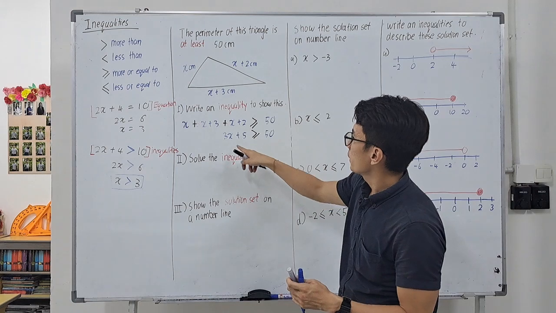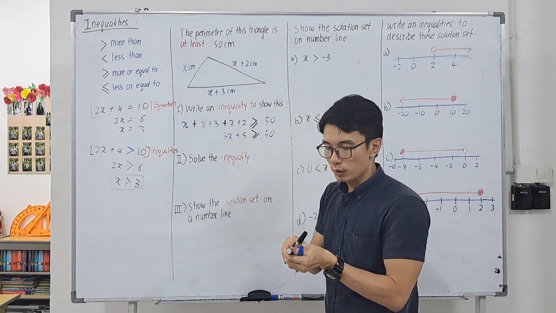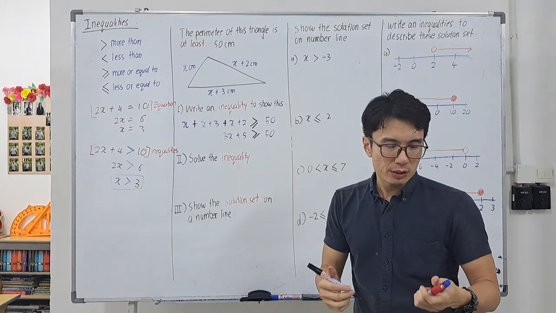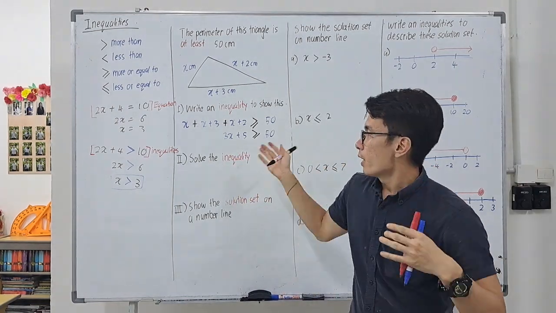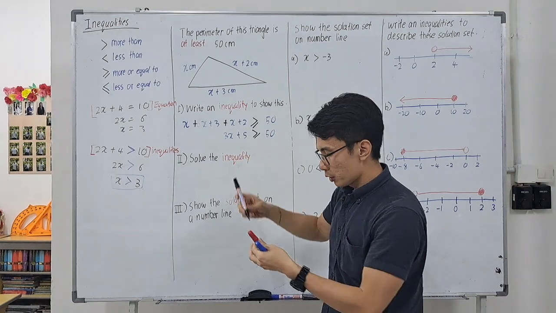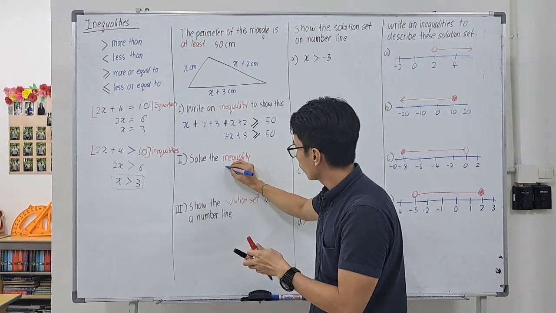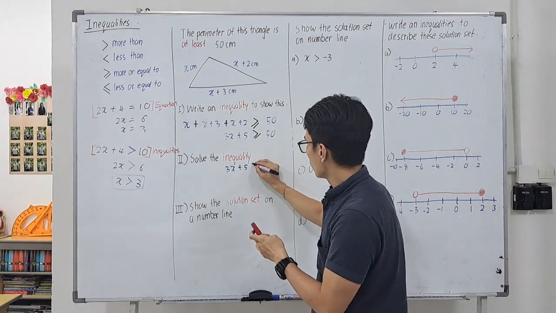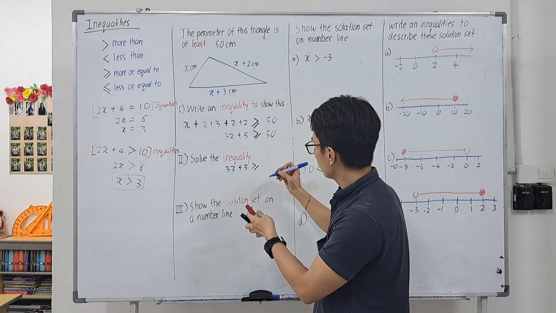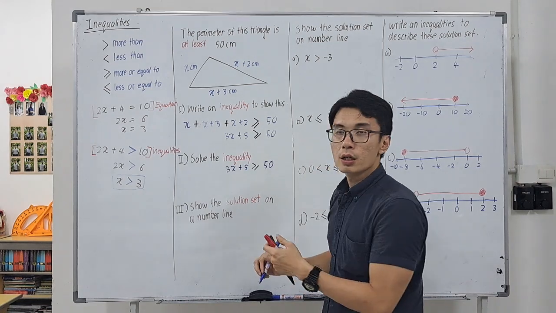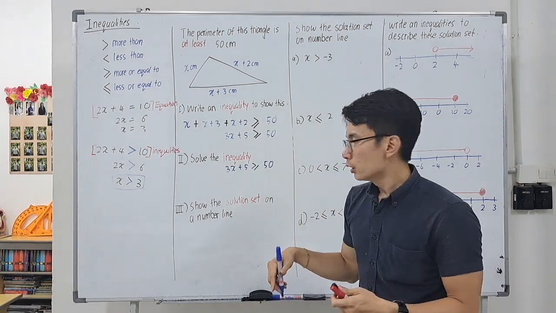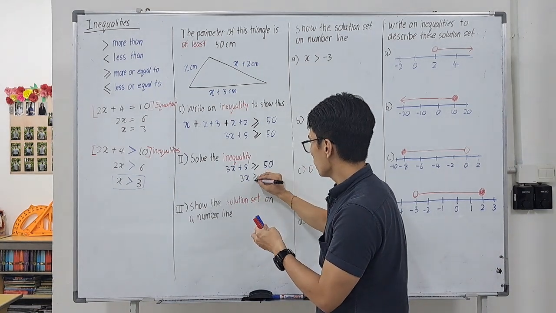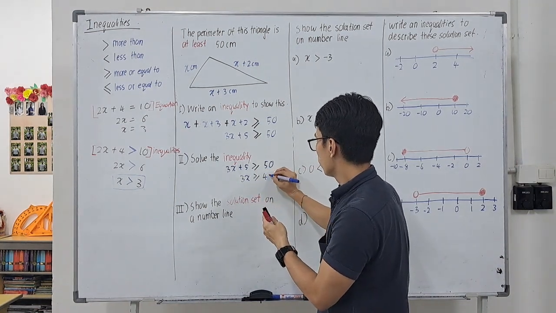Okay? After that, since we have our inequality now, let's solve this right now. Again, we solve an inequality like any other equation, so we can just do this very quickly. I have 3x plus 5, which is more or equal to 50. I can move the 5 over here, so that will give me 3x is more or equal to 45.